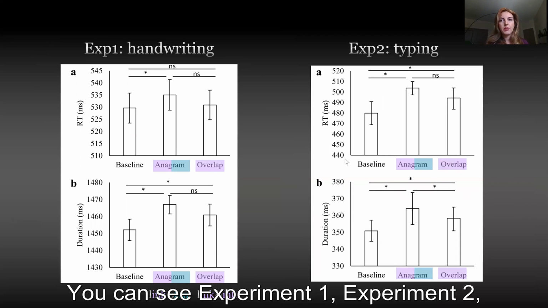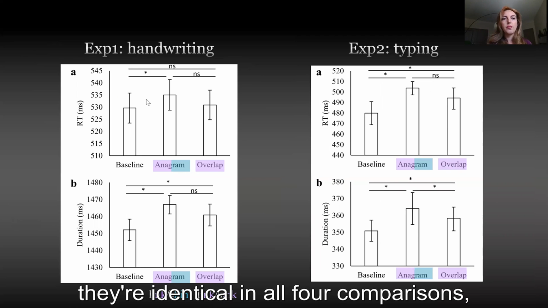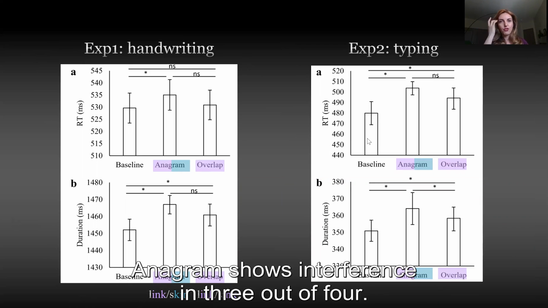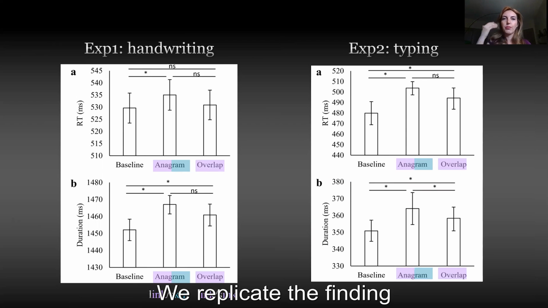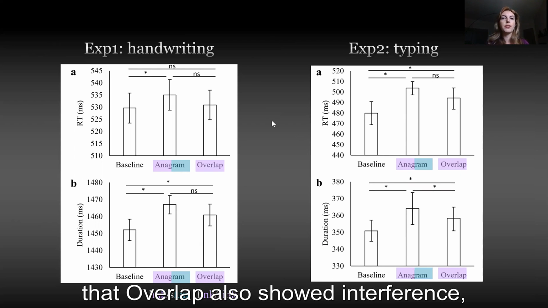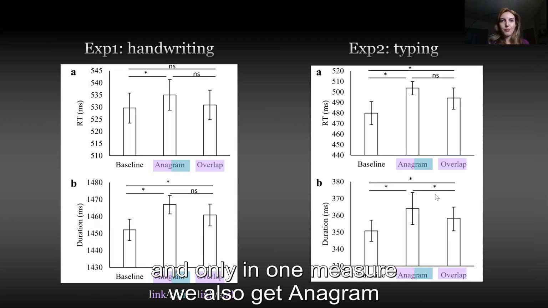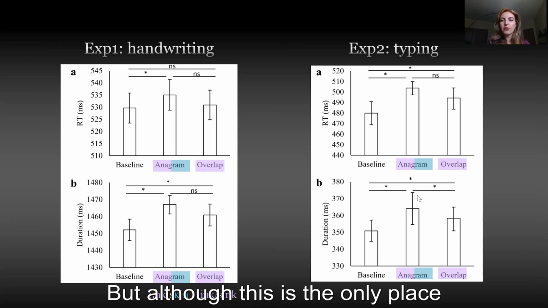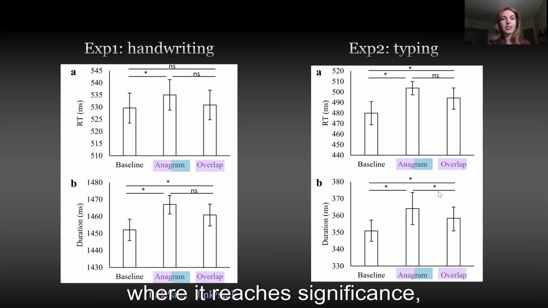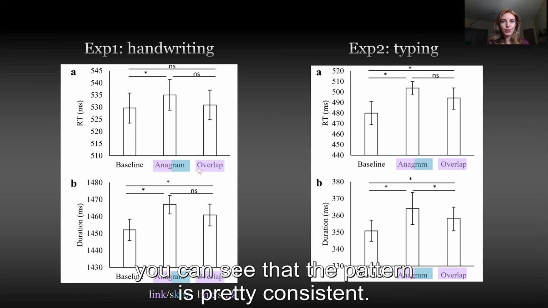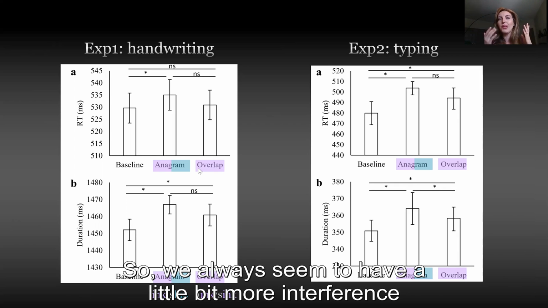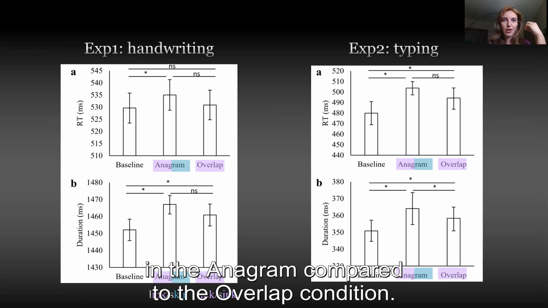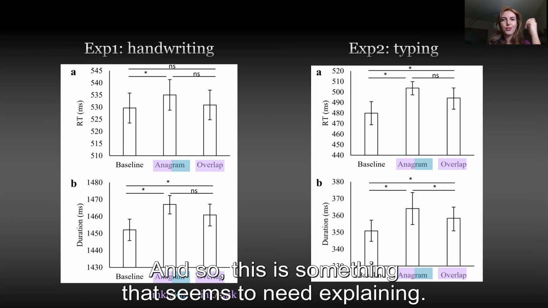Let me put the results next to each other so you can compare. As you can see, experiment 1, experiment 2, they're identical. In all 4 comparisons, anagram shows interference. In 3 out of 4, we replicate the finding that overlap also shows interference. And only in 1 measure, we also get anagram being significantly longer than the overlap condition. But although this is the only place where it reaches significance, you can see that the pattern is pretty consistent. So we always seem to have a little bit more interference in the anagram compared to the overlap condition. And so this is something that seems to need explaining.